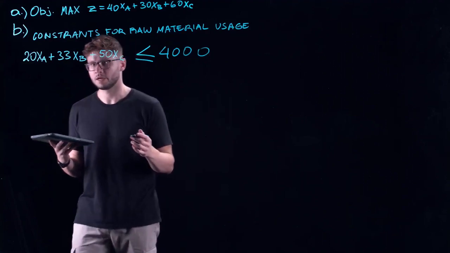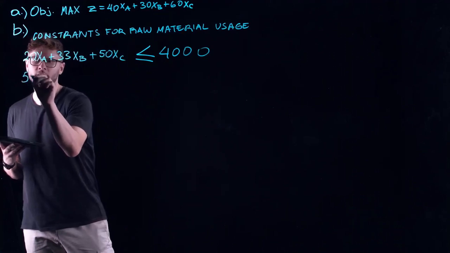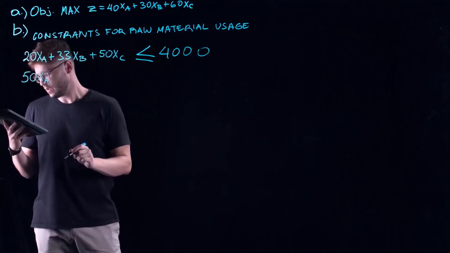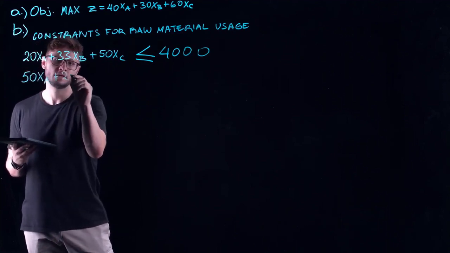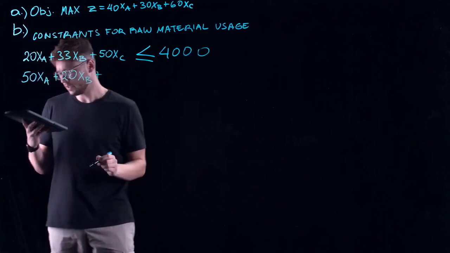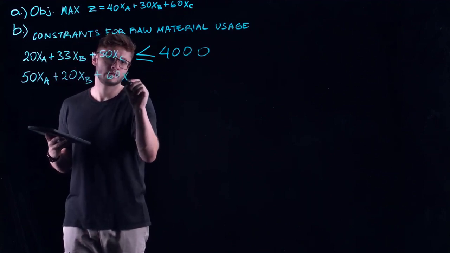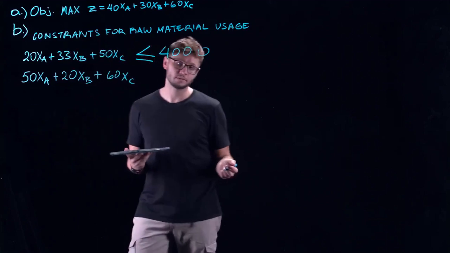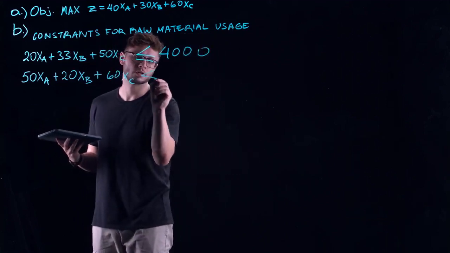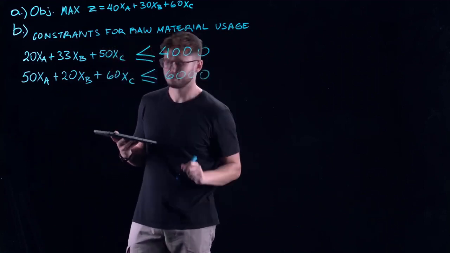Now the coefficients are going to change. So we have 50 grams per unit of XA plus 20 grams per unit of XB plus 60 grams per unit of XC. And the maximum amount of ingredient 2 that we can use across all three drugs A, B, and C is going to be 6,000.